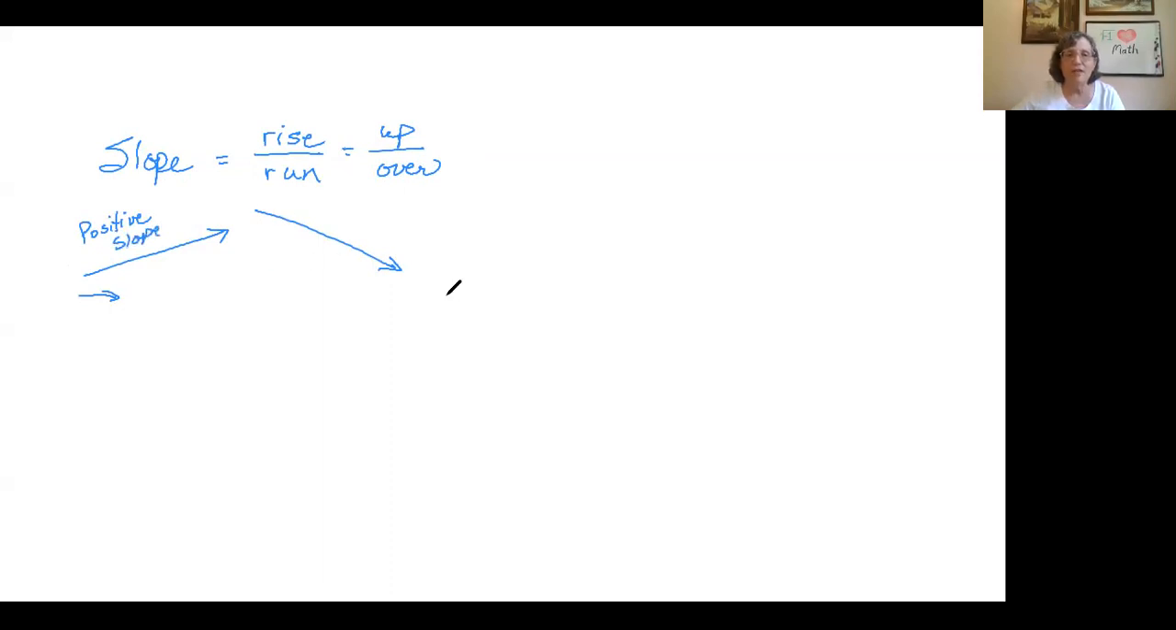Any graph going down, going left to right, has a negative slope. If it's a horizontal line, perfectly flat, so it's not going up and it's not going down, so it wouldn't have a positive slope or a negative slope. Here the slope is 0. That makes sense?